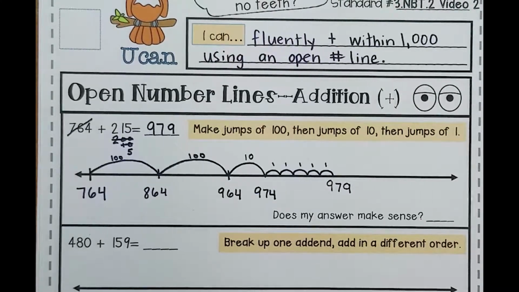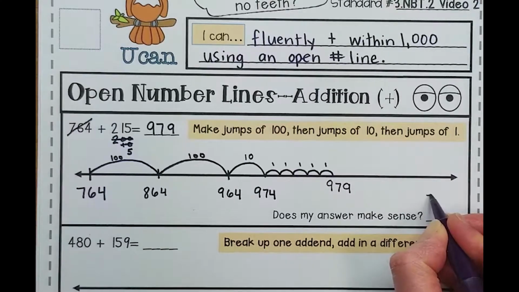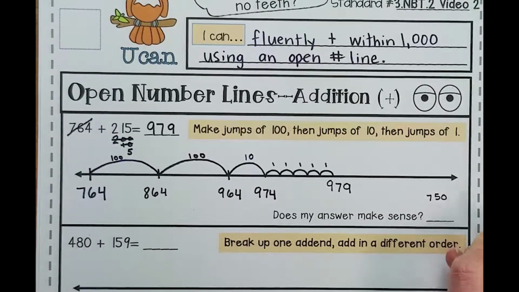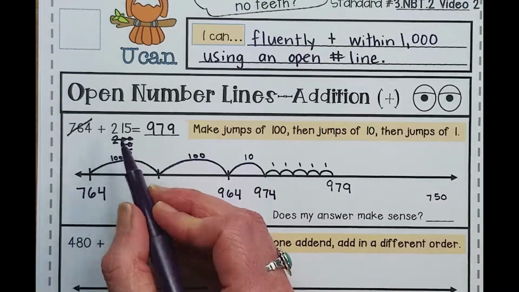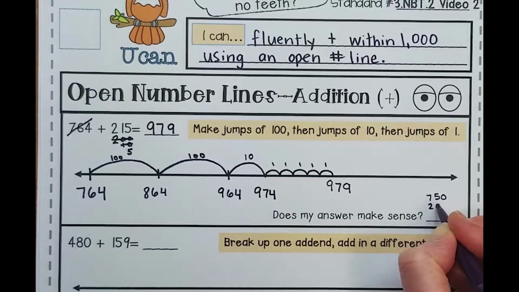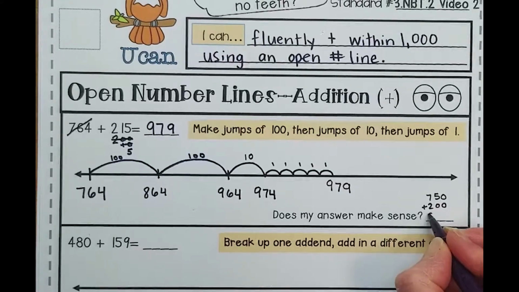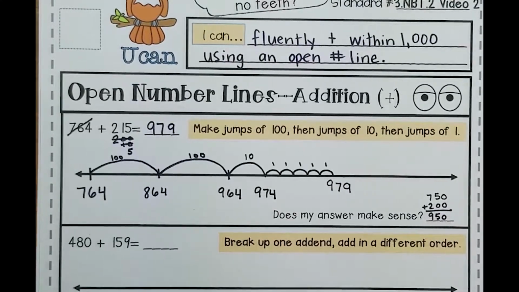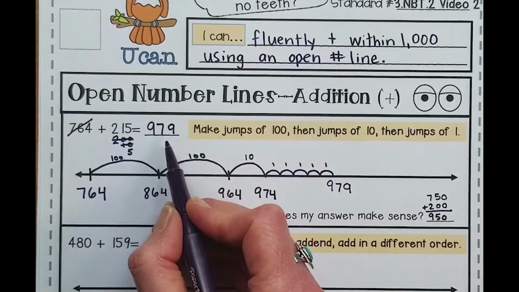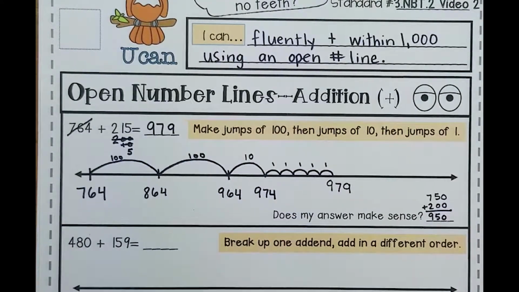Okay, I know that 764 is close to 750. And I know that 215 is close to 200. If I were to add those two together real quick in my head, that'd be 950. Is 950 close to 979? Whew, it is. Okay, go tell your customer.